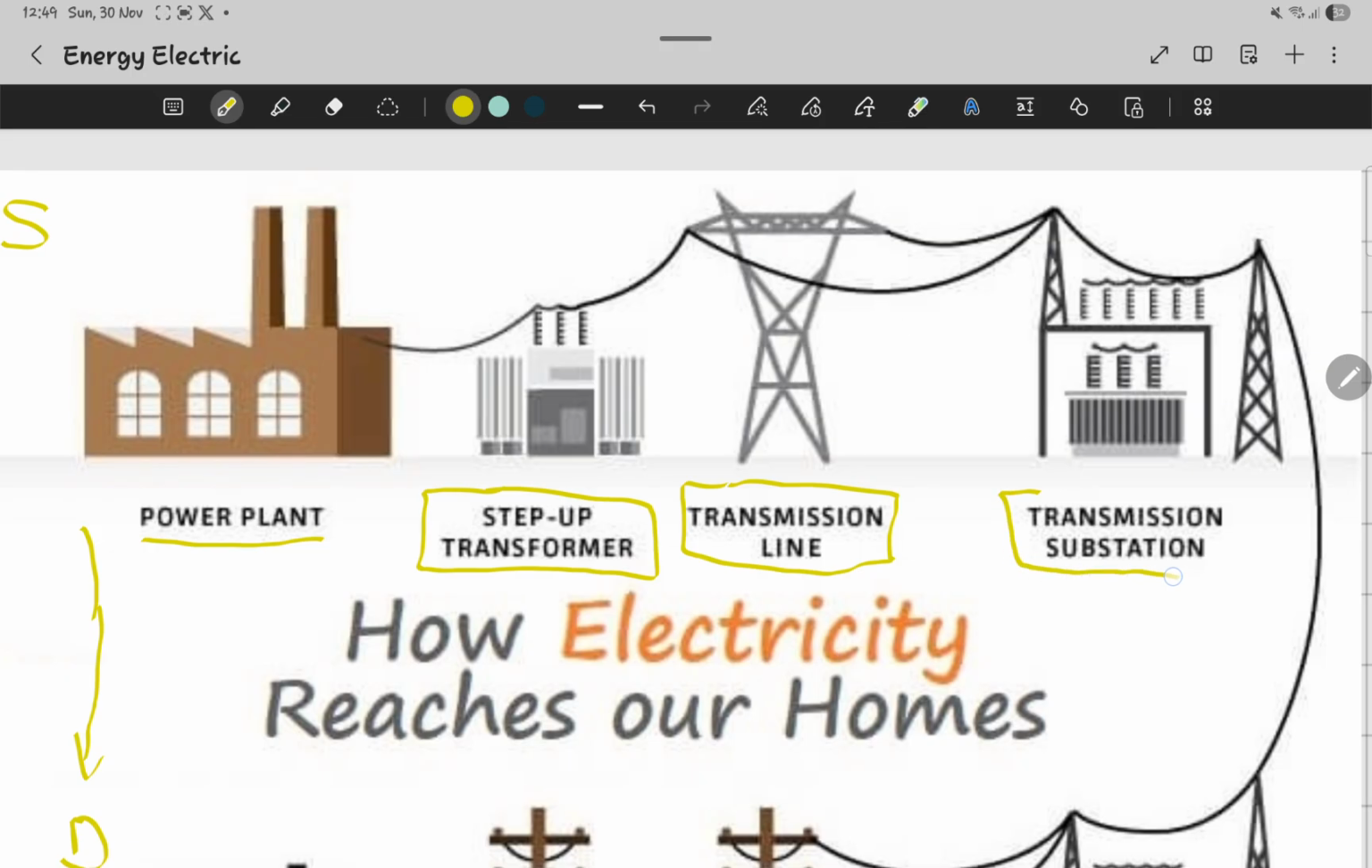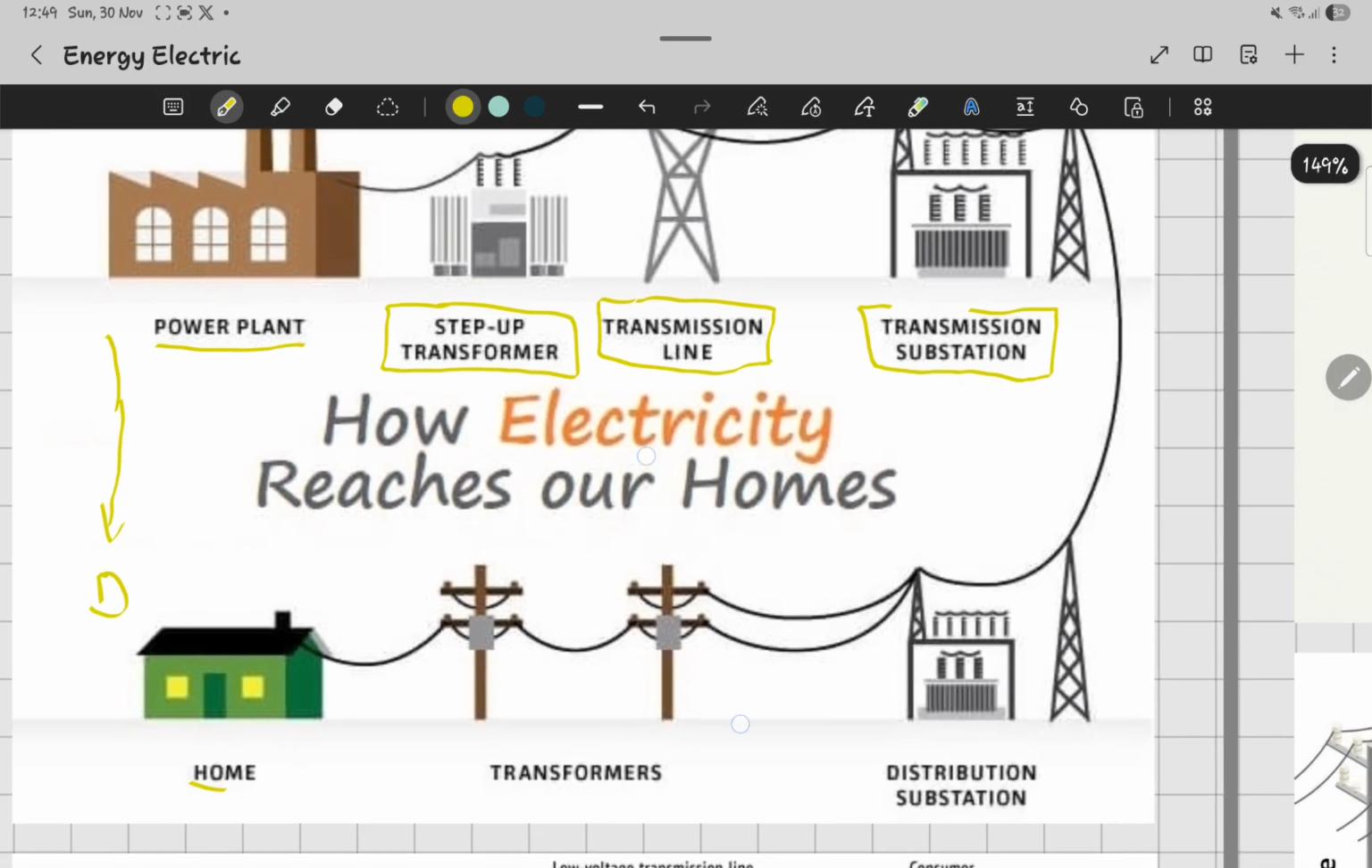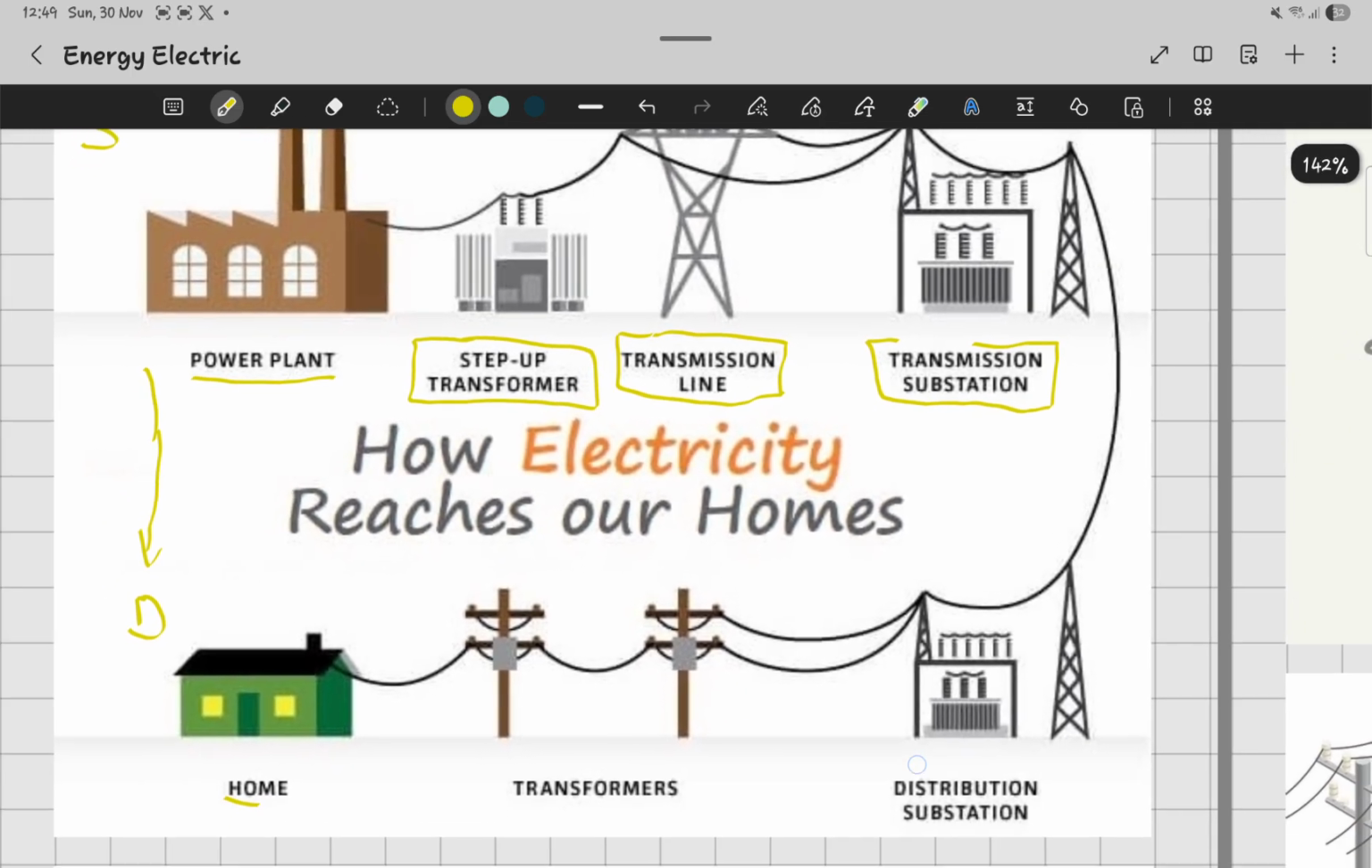After that we get to the transmission substation. This is where we're going to distribute the electricity. After distributing the electricity, we're going to send it to the transformers that are close to our homes. And those transformers, we're going to use to step down the voltage, so then we can use it in our home.